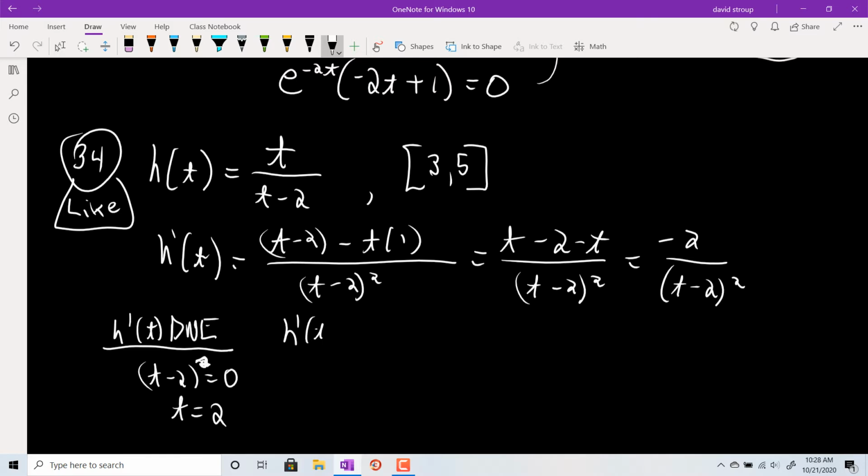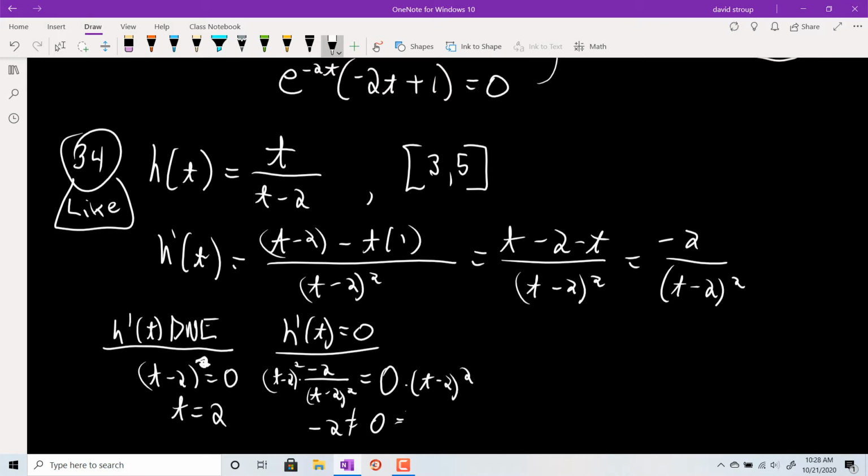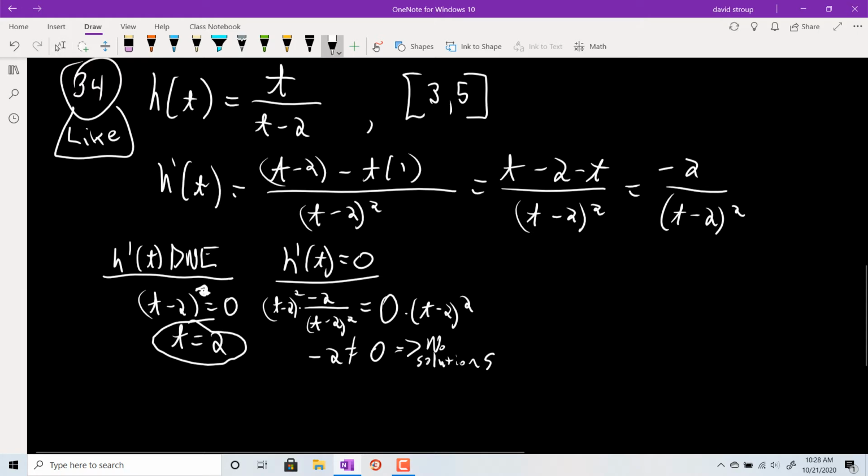Are there any others? So you also look for where this is equal to 0. But if you try to solve that equation, which is essentially setting the numerator equal to 0, you multiply both sides by (t - 2) squared and you would have -2 equals 0, which is a false statement, which means there are no solutions. So in this case, it's the opposite of the first two examples. Our critical number comes from where the derivative does not exist, and we don't get anything from where the derivative equals 0.